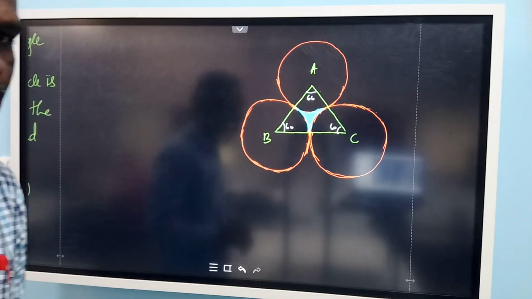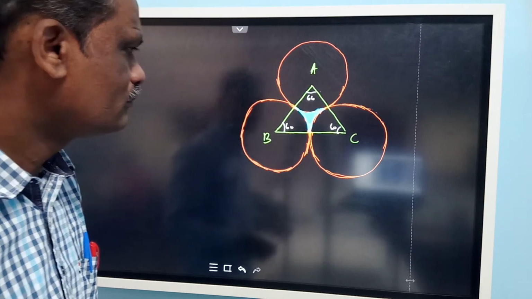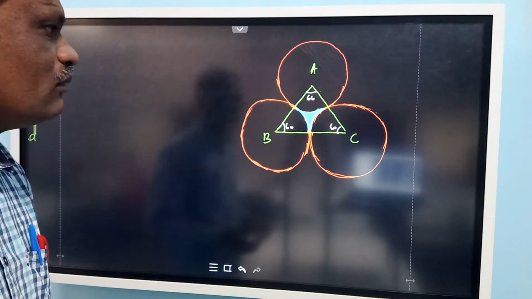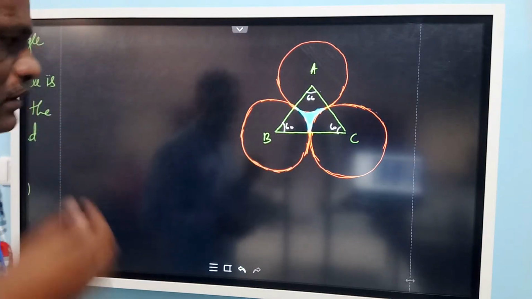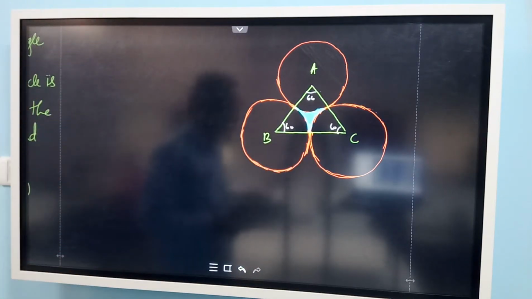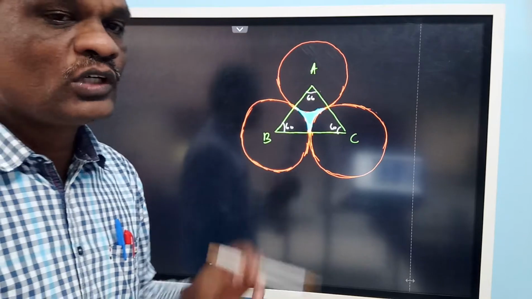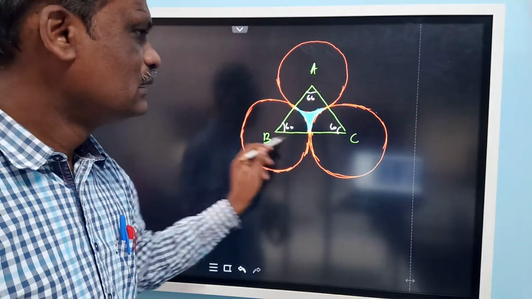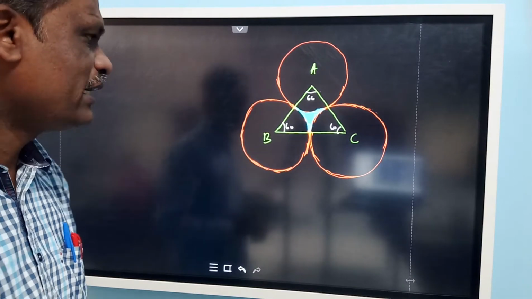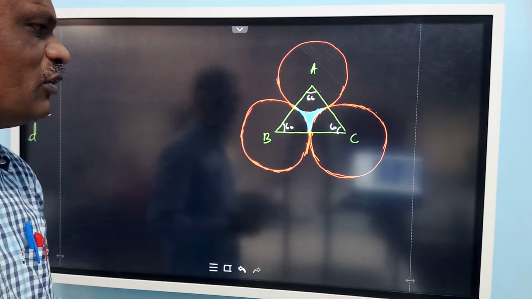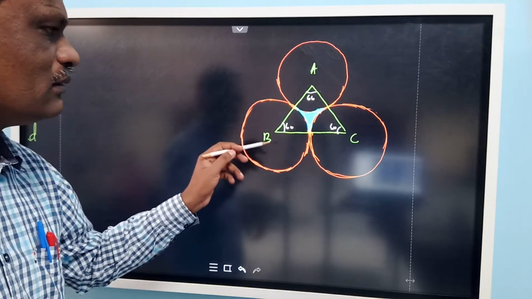From the area of the triangle we can find the side, and from the side we can find the radius. We have to find BP. Half of the side will be the radius of the circle.